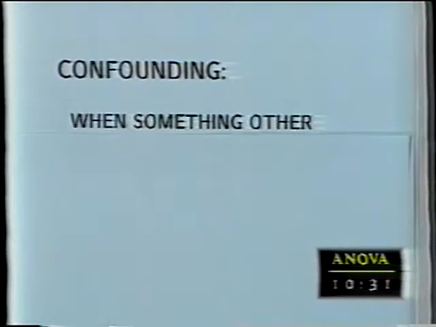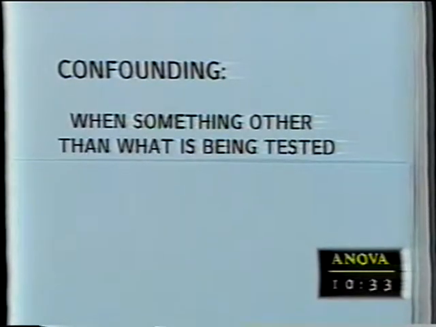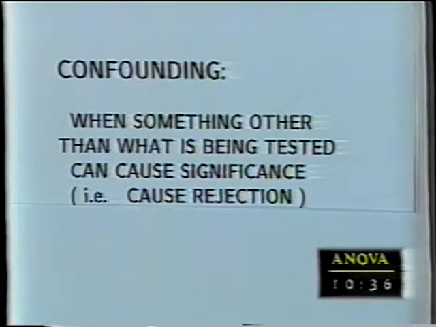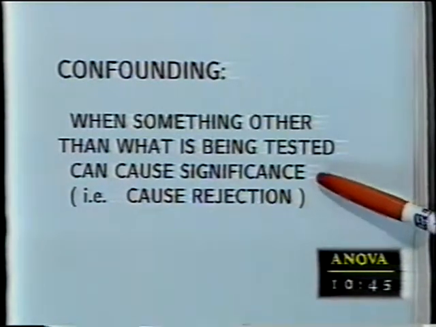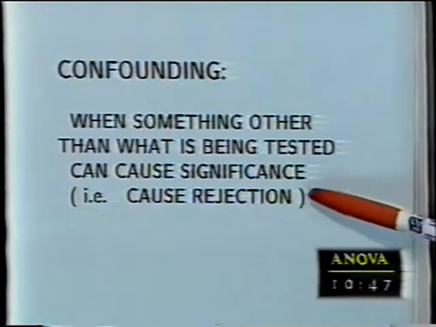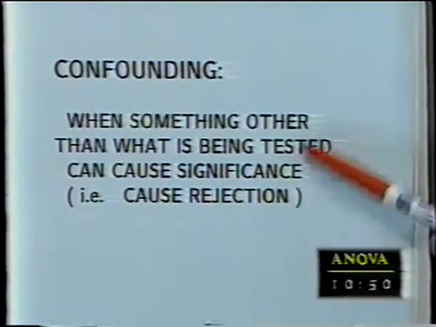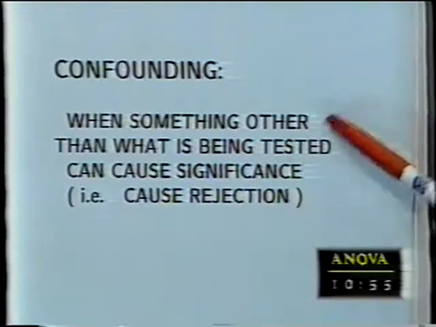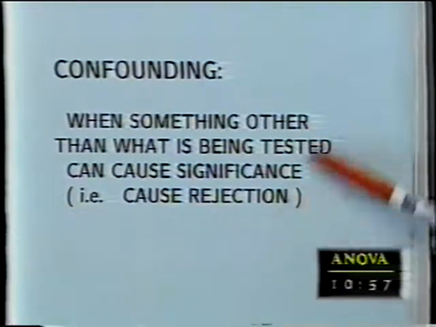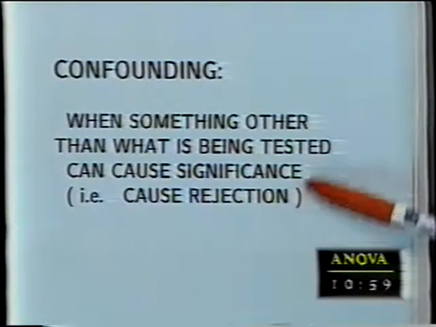Now, when something other than what is being tested can cause significance, that is, cause rejection, that's when you have confounding. In other words, you cannot tell that what you're testing is really doing what you say it's doing. Something else is rejecting the null hypothesis. If that can happen, then the effects that you're working with are confounded, and you can't really tell which one did the rejection. And I have a simple example of that. Make life easy on us.